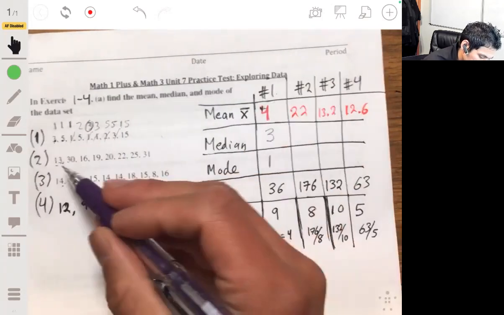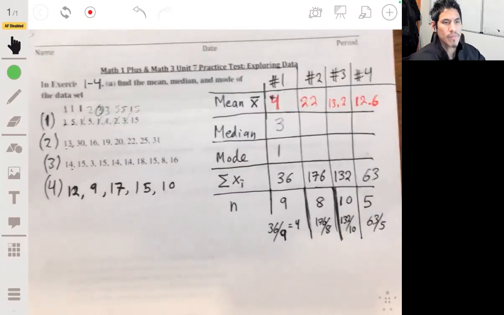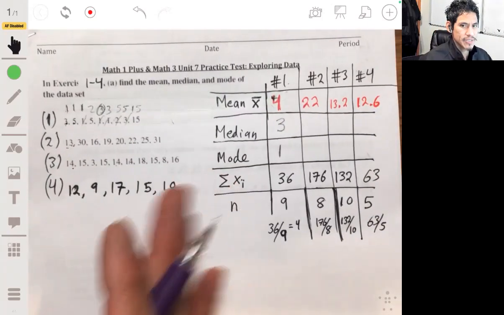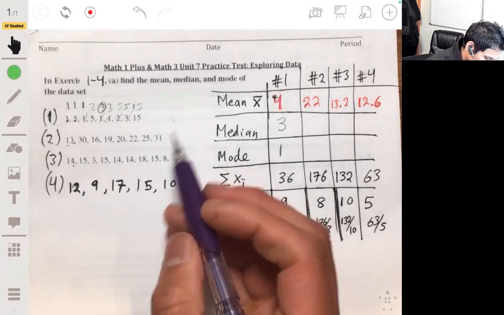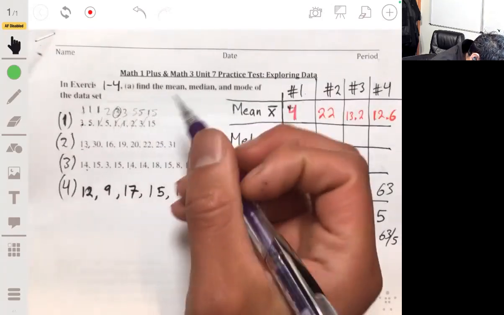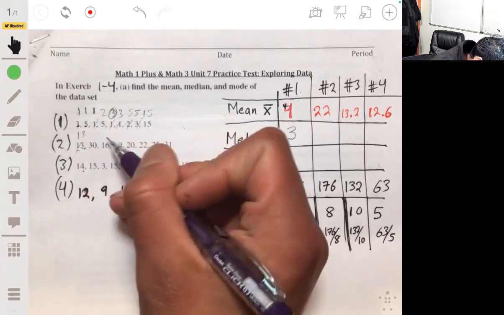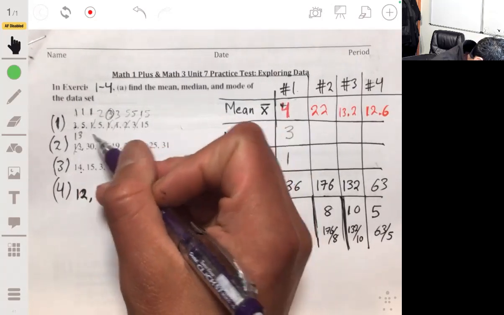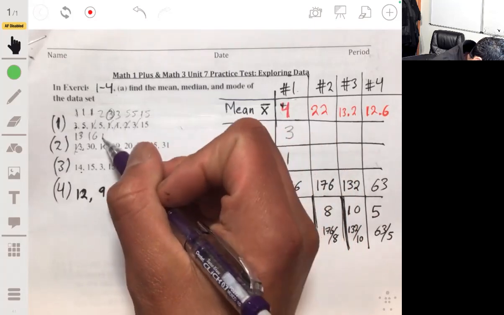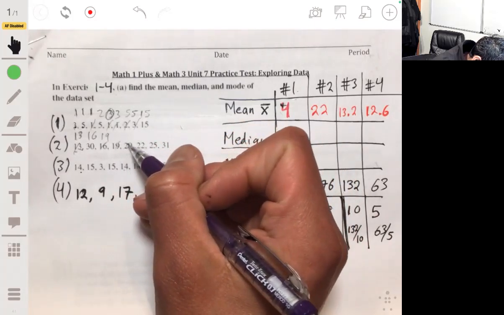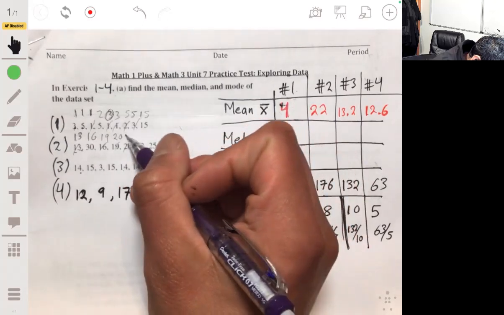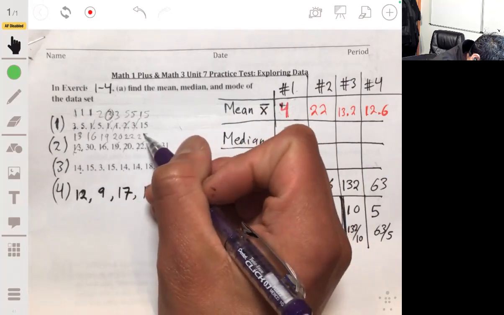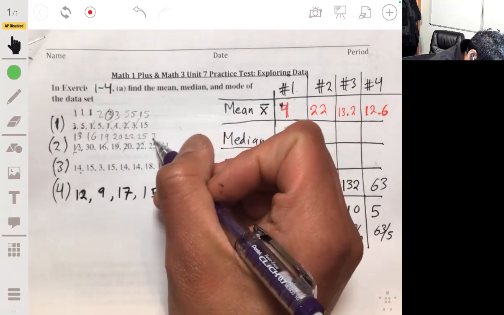All right, then the median for the next data set. And feel free to pause the video and try these on your own first and then check your answers, because it's usually better to practice. But here I go. Put these in order, find the middle. So 13, 16, 19, 20, 22, 25, 30, 31.